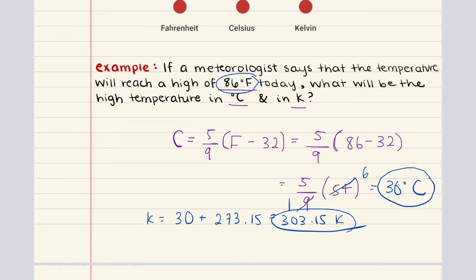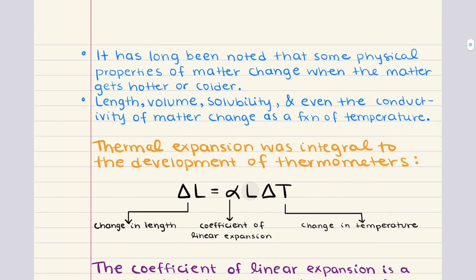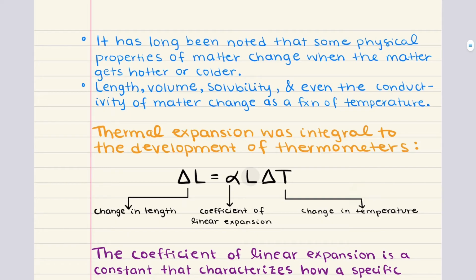303.15 Kelvin. Wonderful. Now we can discuss the next topic, which involves thermal expansion. This is a key concept in understanding how temperature affects the physical properties of materials. It has been observed that certain physical properties of matter change when the temperature changes. As matter heats up or cools down, properties such as length, volume, solubility, and even the electrical conductivity of materials shift as a function of temperature.